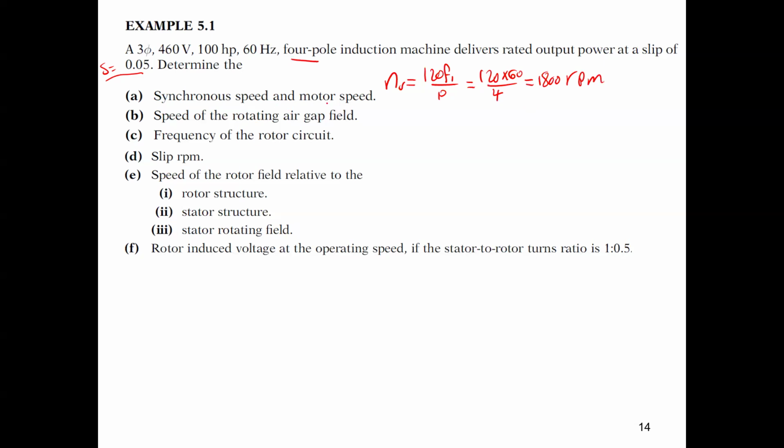And the motor speed, so you know that N equals 1 minus S times ns. So this is 1 minus slip, which is 0.05, times 1800. So if you calculate that, the value is going to be 1710 RPM.